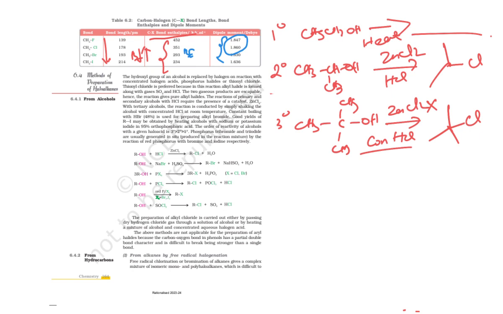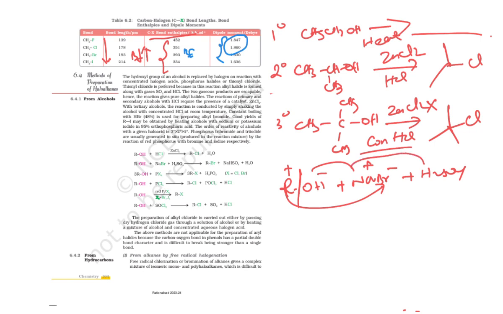When it comes to the second reaction, we know, right? ROH plus NaBr plus H2SO4. So this is Na plus, this is Br minus. When it comes to here, this is OH minus, this is R plus. This minus is going to join here, this minus is going to react with H2SO4, then it is going to form RBr plus NaHSO4 plus H2O.